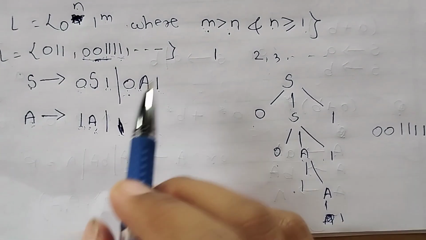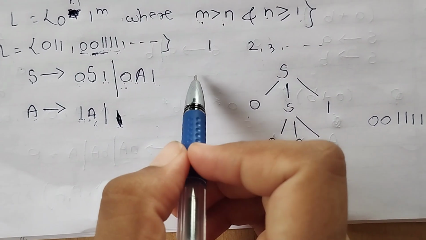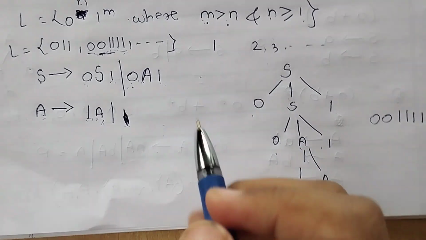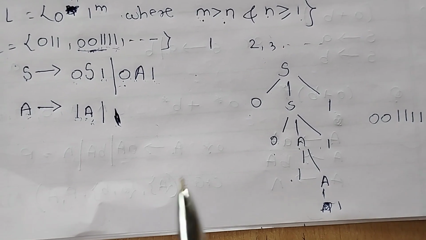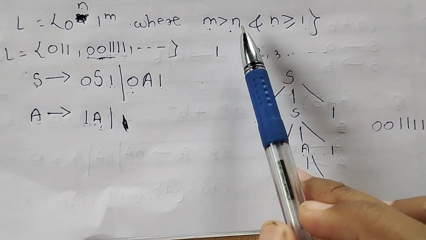So if we write any 10 here, then this S directly initializes the final inputs, and the remaining process does not continue, and we do not get m greater than or equal to n.